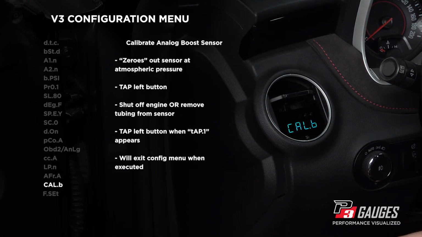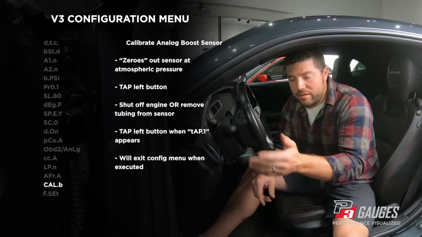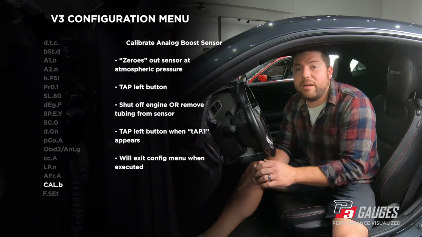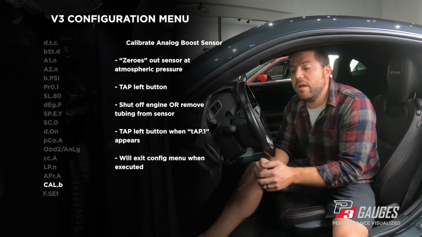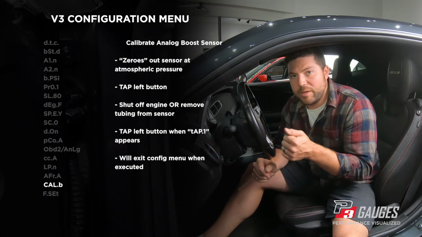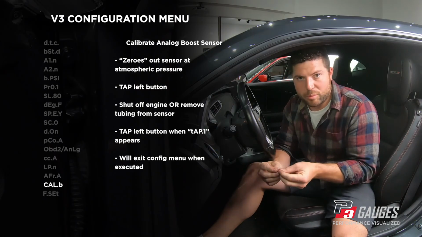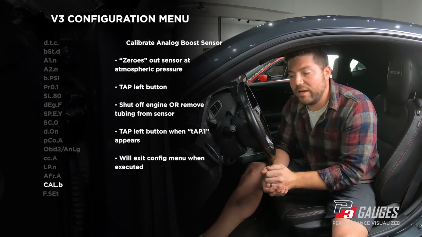The next setting you can see is your calibration setting, and it's going to be CAL.B, abbreviation for calibration. This is for your analog boost sensor, and it's only for the analog boost sensor. And if you are running that on your harness, that's going to be your black, purple, and yellow wire 3-wire bundle on the harness. Sensor plugs right in. Tubing runs out to the intake to read boost.